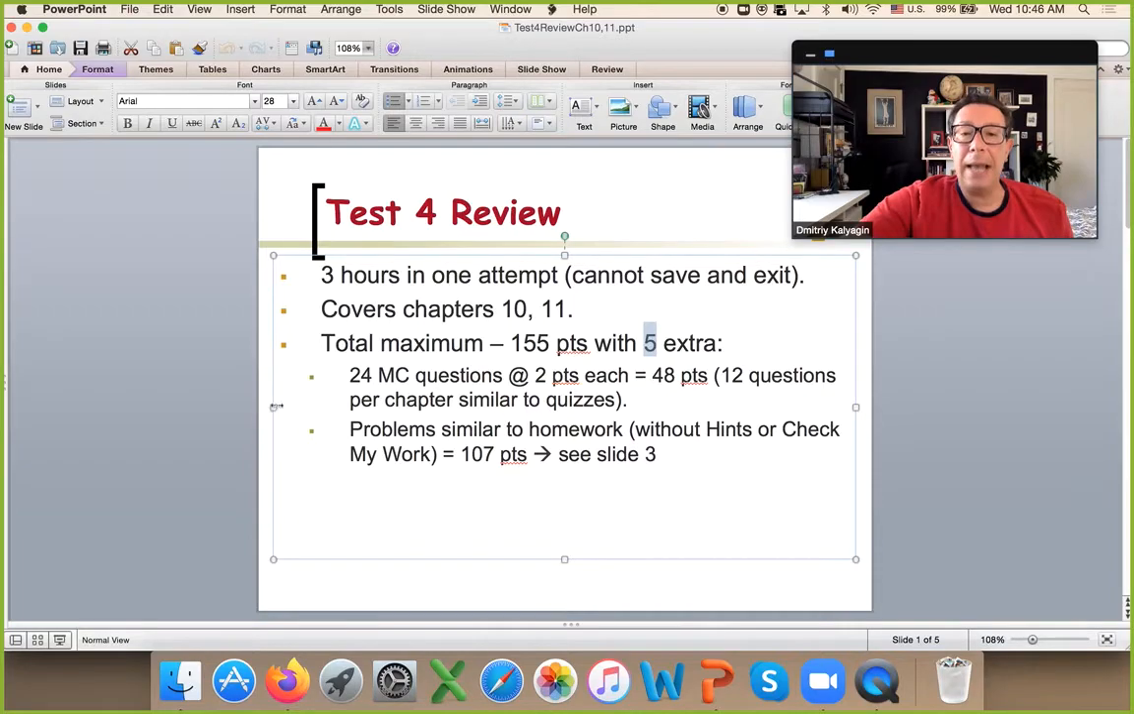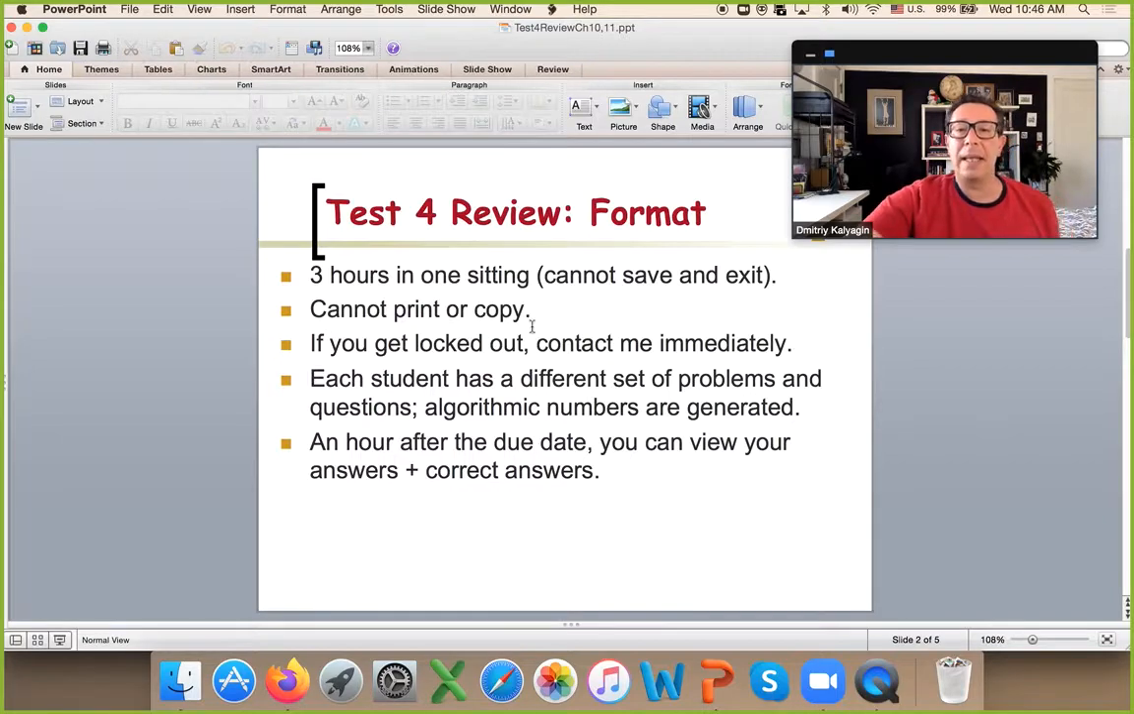You will still have 24 multiple choice questions similar to your quizzes, but now, instead of 8 questions per chapter, 12 questions per chapter. Each multiple choice question is worth 2 points. Then you will have various problems similar to your homework, but without the hint feature or the check my work feature. The format again is right here.